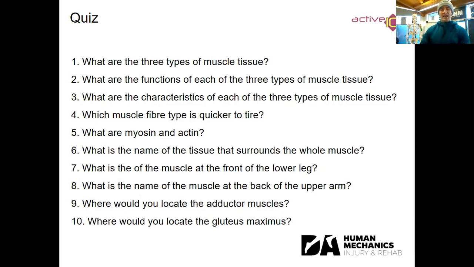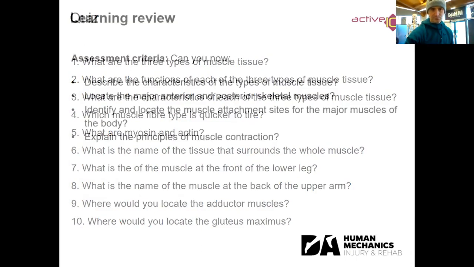Where would you locate the adductor muscles? For this level, the adductors are associated to the inside of our thighs, and make up our groin. There are 5 of them. So that's where you locate it, inside medial, inside thigh. Where would you locate the gluteus maximus? On your bum, of course.